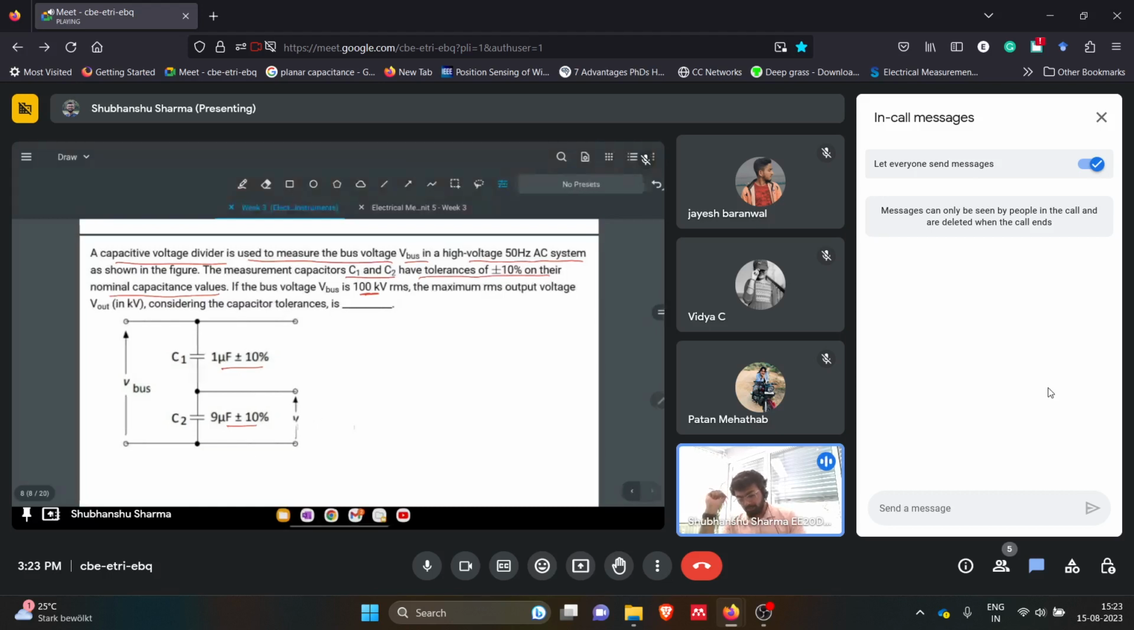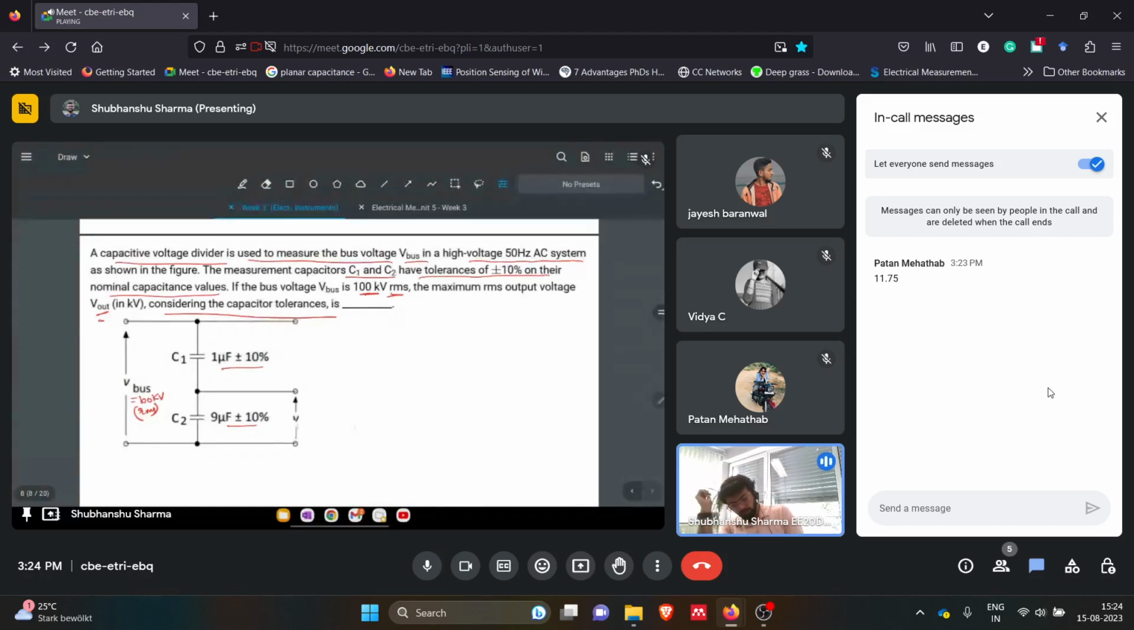And then if the bus voltage V bus is 100 kV, so this is 100 kV RMS. Mentioned RMS. The maximum RMS output voltage V out, considering the capacitor tolerances, is... Okay, we have one answer. I'll solve. Yeah, so the maximum RMS output voltage V out considering capacitor tolerances is, so simple.